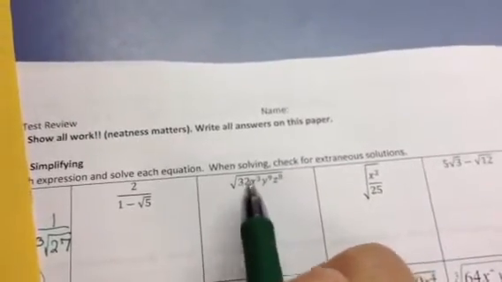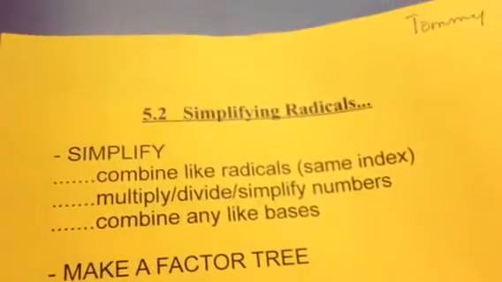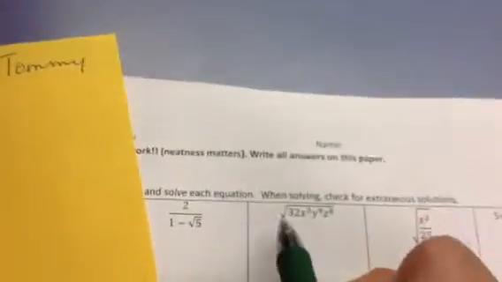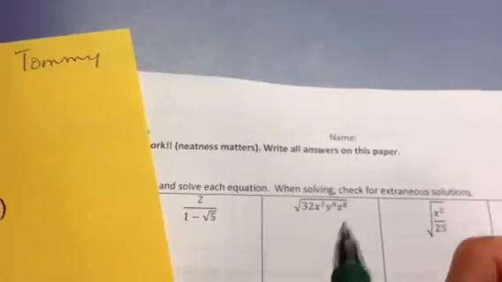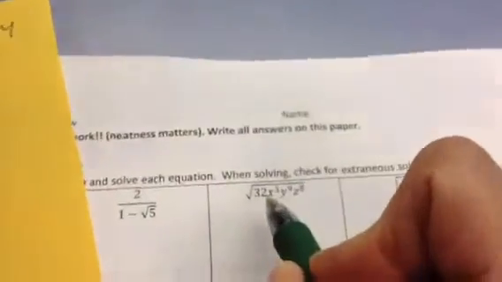This one has addition and subtraction, so I'm going to wait. I'm going to start with this one. The first thing I want to do is, it says combine like radicals. Multiply, divide, simplify, combine any like bases. This is already combined. There's nothing I can do. X's can't combine with Y's or Z's, so this is it. Then it says I want to make a factor tree, just for the regular numbers, the coefficient, the regular sized numbers.